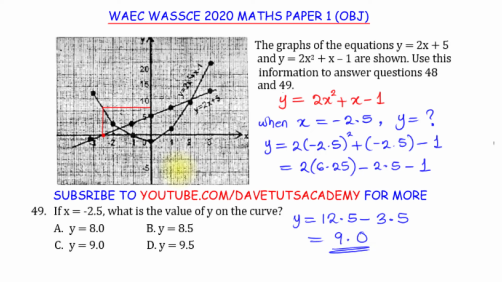So 12.5 minus 3.5 is nothing but 9.0. You can even see how we can conclude that this is 9.0. No, it's not closer to 10 in that regard. For this question, we've been able to work out and evaluate that the correct solution is that when x is minus 2.5, the value of y on the curve is going to be 9.0. So option C is the correct answer.